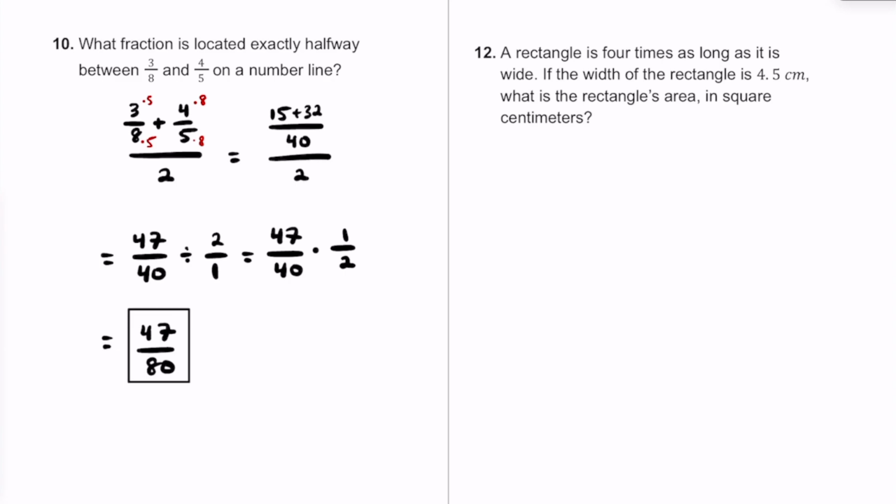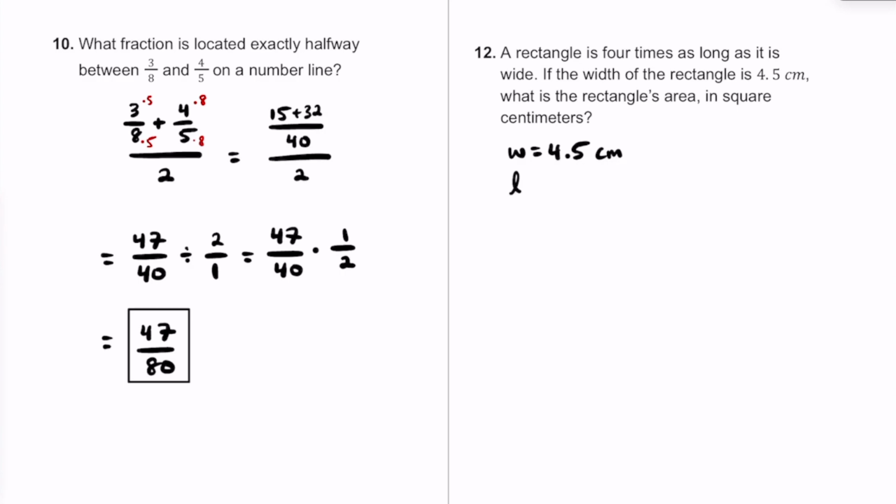In number 12, a rectangle is 4 times as long as it is wide. If the width of the rectangle is 4.5 centimeters, what is the rectangle's area in square centimeters? All right, so for the width here, we know the width is going to be 4.5 centimeters. We can go ahead and write 4.5 centimeters.